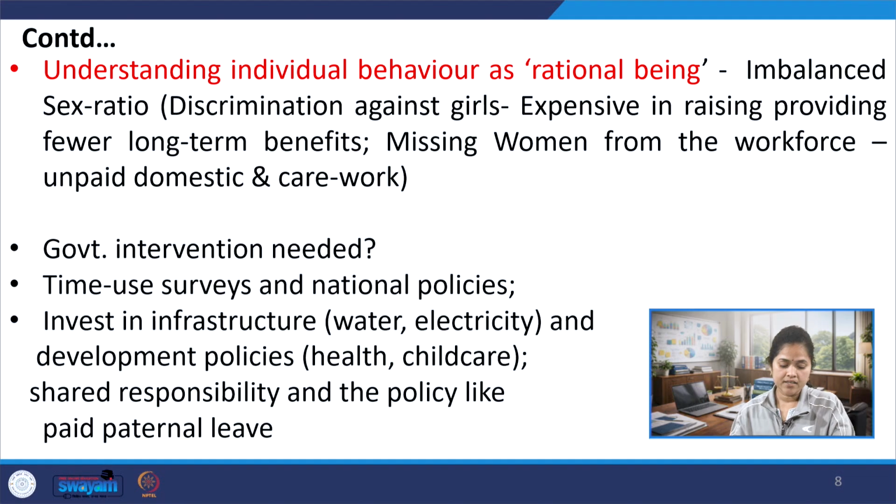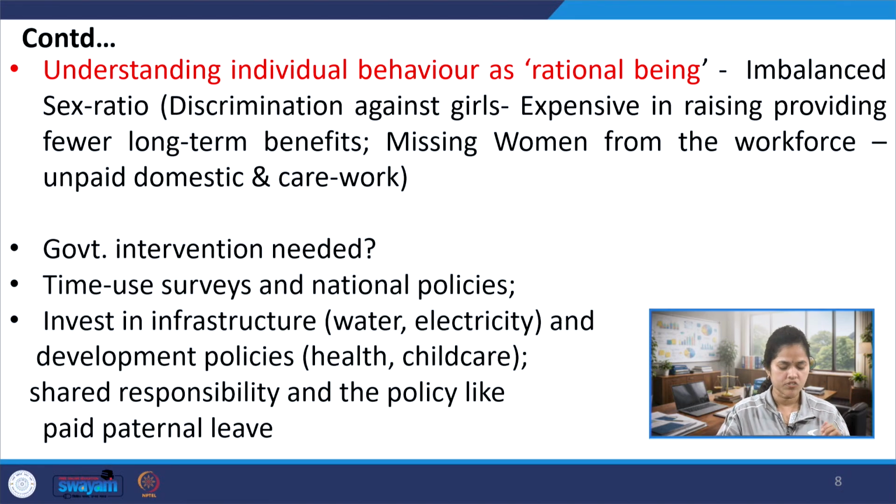The second thing that can also be thought about, and where the government is also taking steps or intervening in the problems we have discussed here, is investment in water infrastructure, electricity infrastructure, and also investment in developmental policies like health policies and childcare policies. We can think that this problem can be resolved, or minimized to a larger degree.